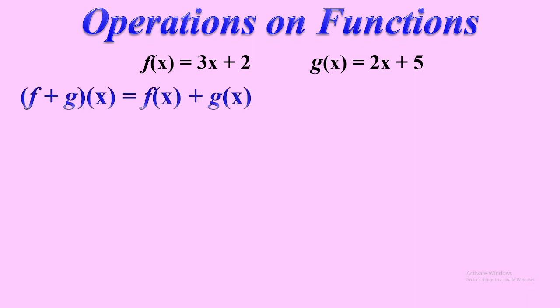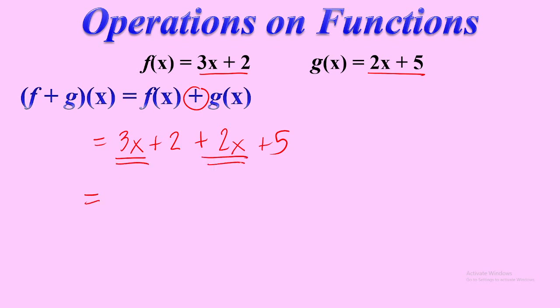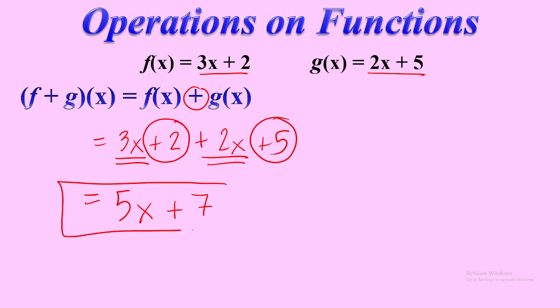It's so simple. F of x, 2 functions being added. I'm going to simply add 3x plus 2 plus, it's the operation, the function g. The function g is equal to 2x plus 5. So combining like terms, we have these two, both positive, you add, therefore it's positive 5x. The same thing as positive 2 and positive 5. Both are positive, you combine, that's positive 7. This is now the sum of these two functions.